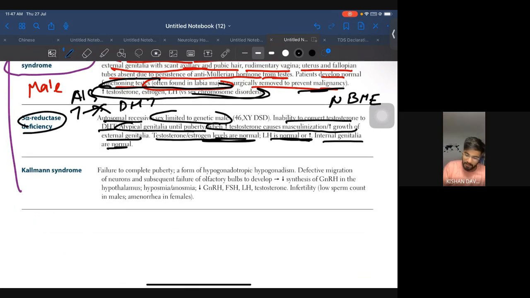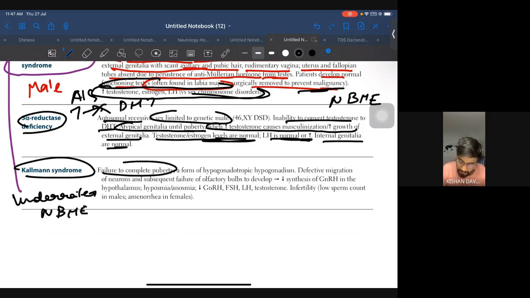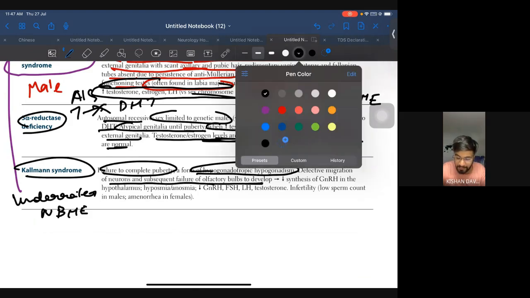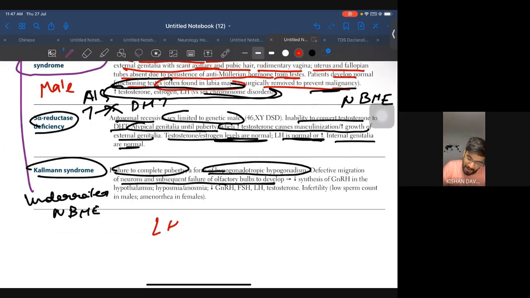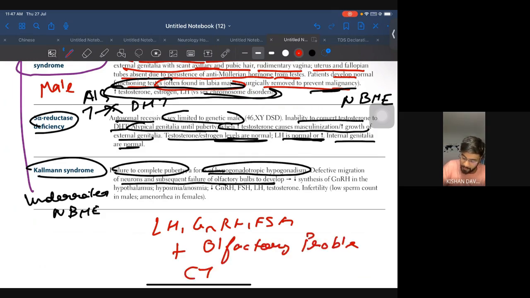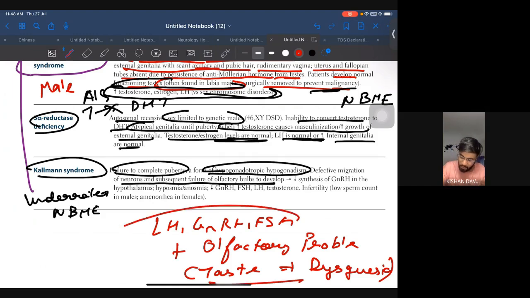Coming to Kallmann syndrome. Kallmann syndrome is very underrated, but they have asked it in NBME. Okay, let's just see. Failure to complete puberty, a form of hypogonadotropic hypogonadism, defective migration of neurons, and subsequent failure of olfactory bulbs to develop. Now, see one thing. If they are giving you any LH, GnRH, or FSH problem, plus they are giving you some olfactory problem. Olfactory problem means taste problem. So you can say dysgeusia. This is the term used for decrease in taste. So dysgeusia plus hormones problem.